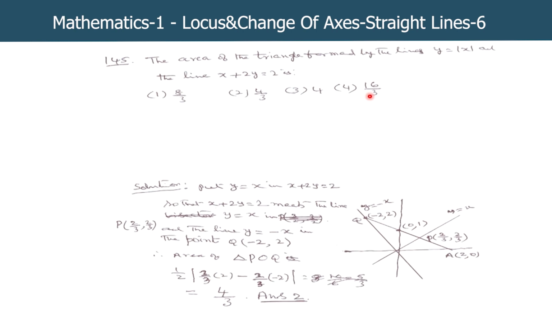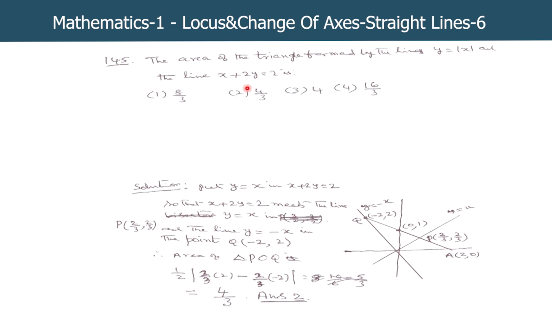So, put y is equal to x in the given line, so that the line x plus 2y is equal to 2 meets the line y is equal to x in the point P, 2 by 3 comma 2 by 3. Then put y is equal to minus x in the given equation, and you will get the point Q as minus 2 comma 2. So, area of the triangle POQ is half of 2 by 3 into 2 minus 2 by 3 into minus 2, which is nothing but 4 by 3 square units.